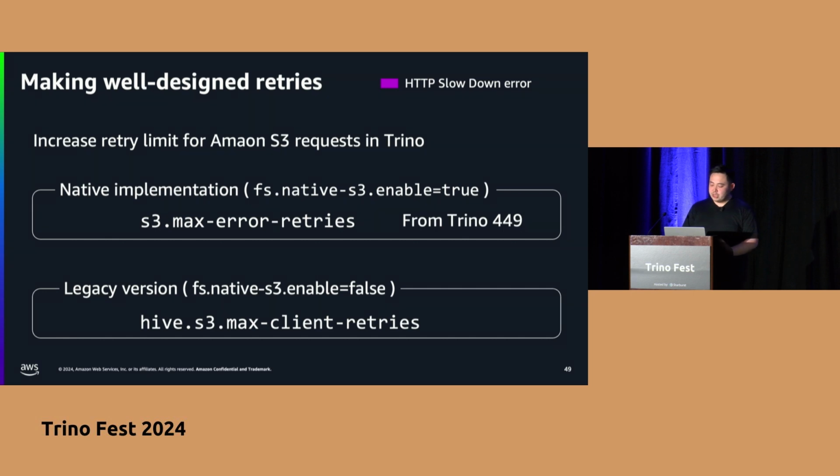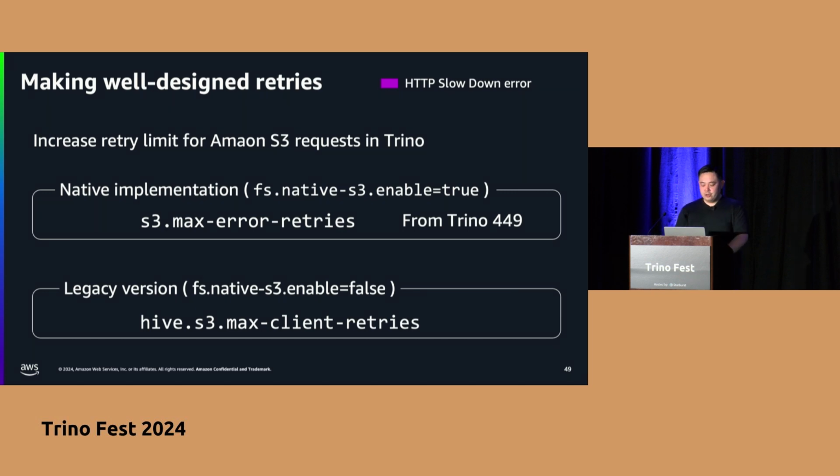In Trino, you can change the maximum number of retries. And there are two different parameters related to maximum number of retries. The parameter you need to change depends on how you access Amazon S3. There are currently two ways to access Amazon S3, native implementation or legacy version. In the case of native implementation, the Trino file system API is used. And in the case of legacy version, Hadoop API is used.